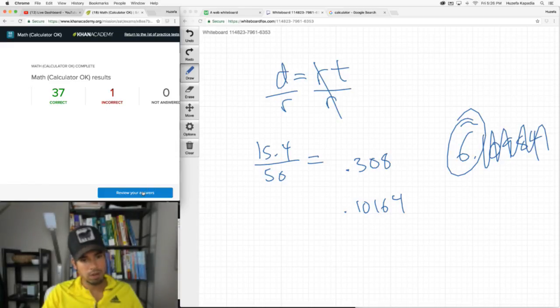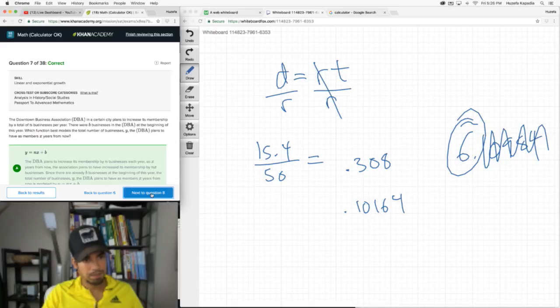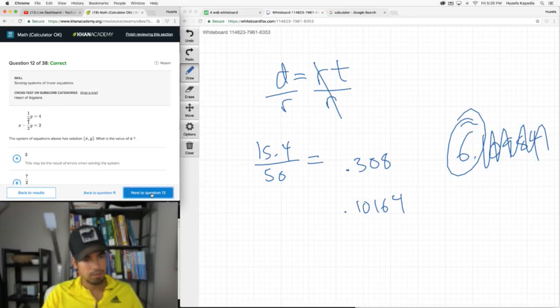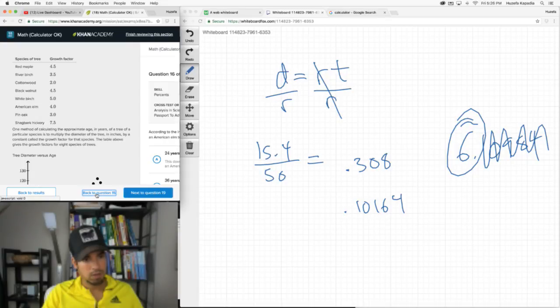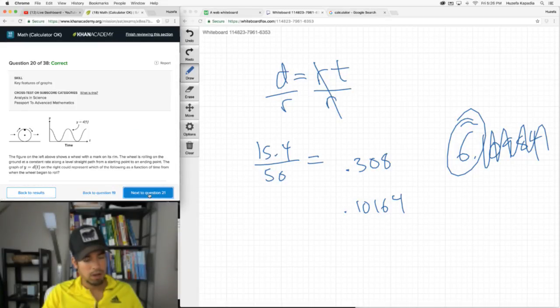Okay, so one is incorrect, so I made a mistake somewhere. Let's see where that is. I thought I got all of these right. Okay, these look good. Whoops. Is that one right? Yep, these are right.